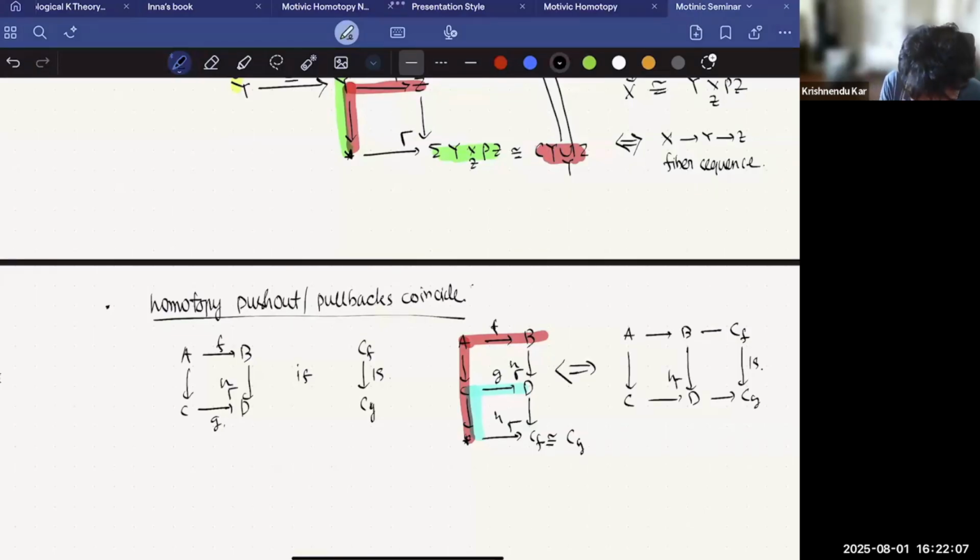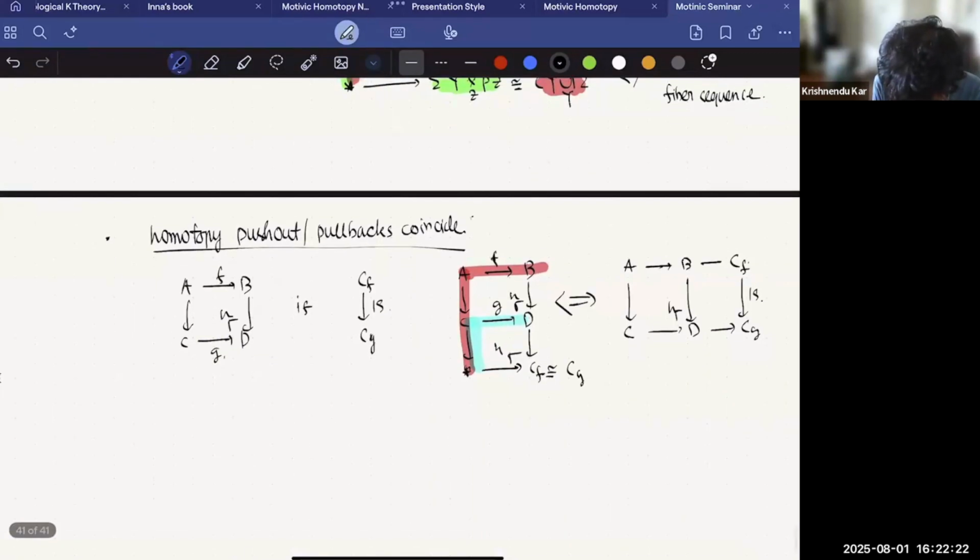That means that this ABCF, now do the similar thing for the homotopy pullback. So this is a homotopy pullback if and only if I can extend the square back. Now ABCF, this is a cofiber sequence. That means that ABCF is also a fiber sequence. So is this one, by the previous theorem we just did.